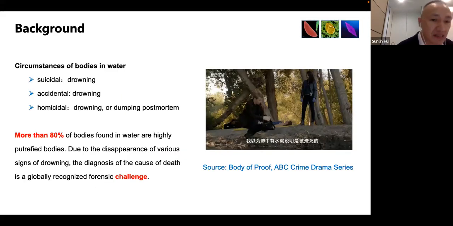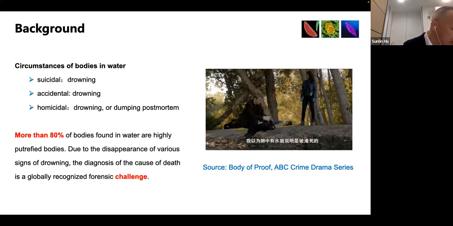The circumstances of bodies in water fall into 3 categories. Suicides. In this category, the cause of death is drowning. Accidents. In this category, the cause of death is also drowning. Homicides. In this category, the cause of death may be drowning or not. In some cases, bodies were dumped into water after death.